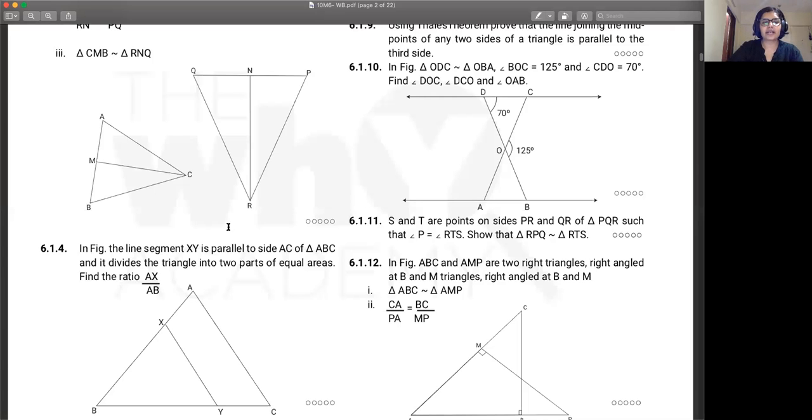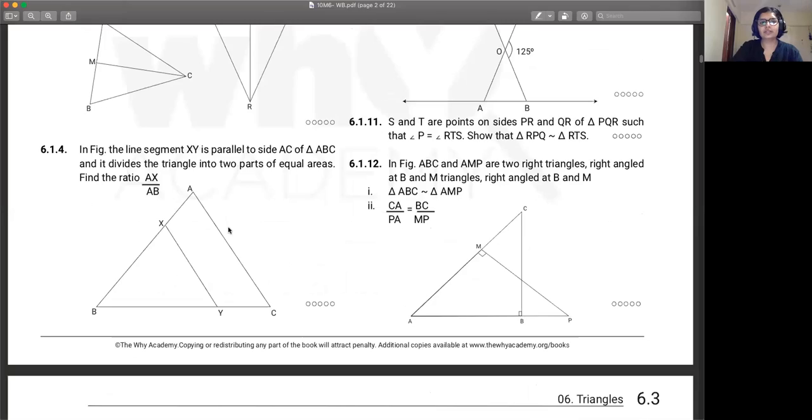Okay, so starting with 6.1.4. In this figure, the line segment XY is parallel to AC of triangle ABC, and it divides the triangle into two parts of equal areas. Now this is like a keyword. Find the ratio AX upon AB.